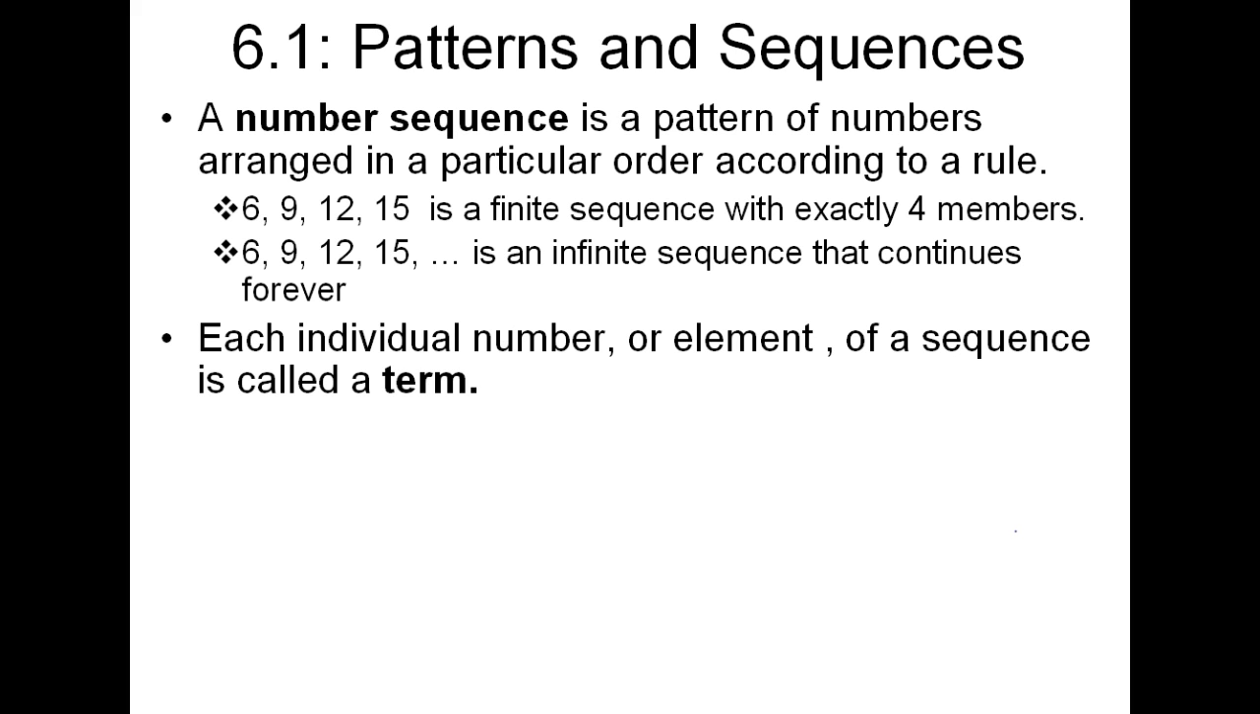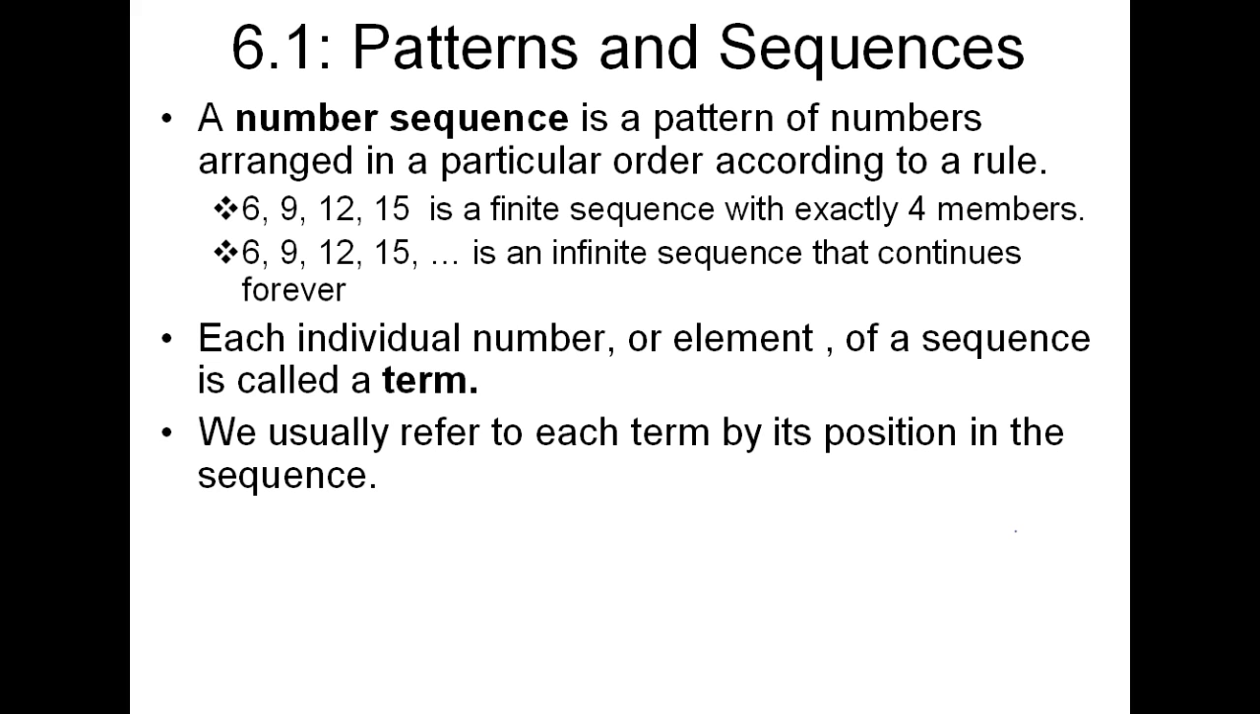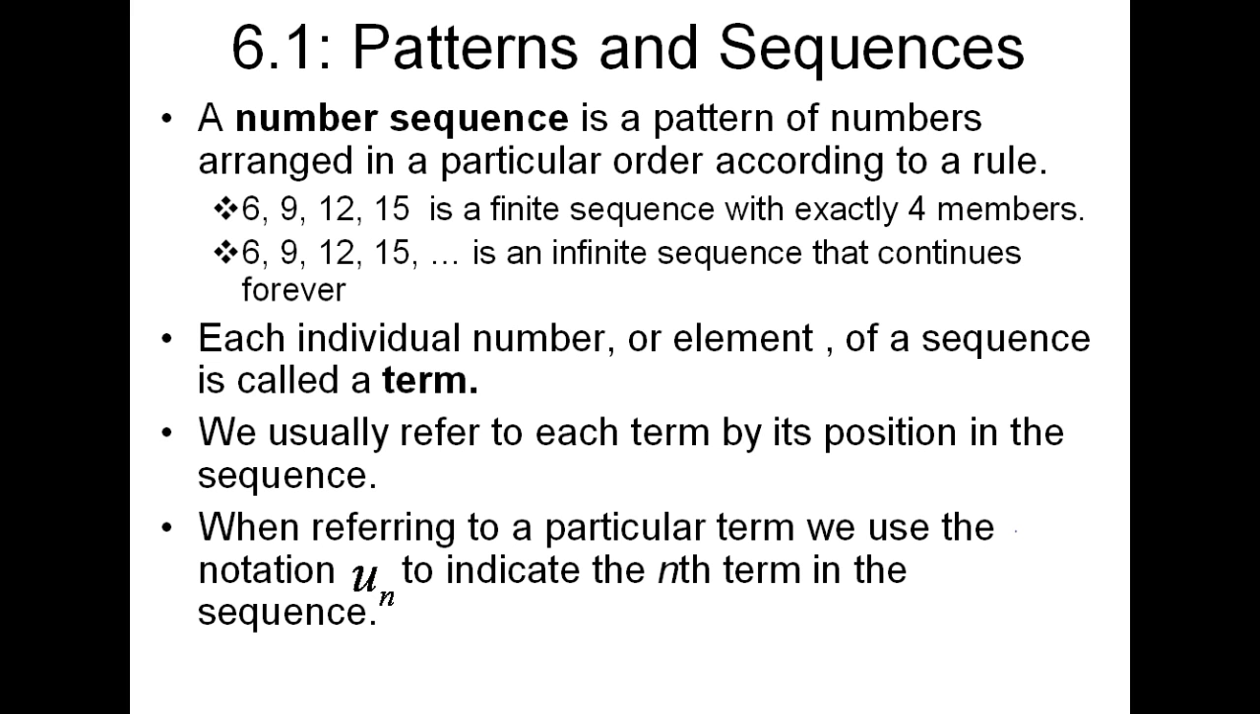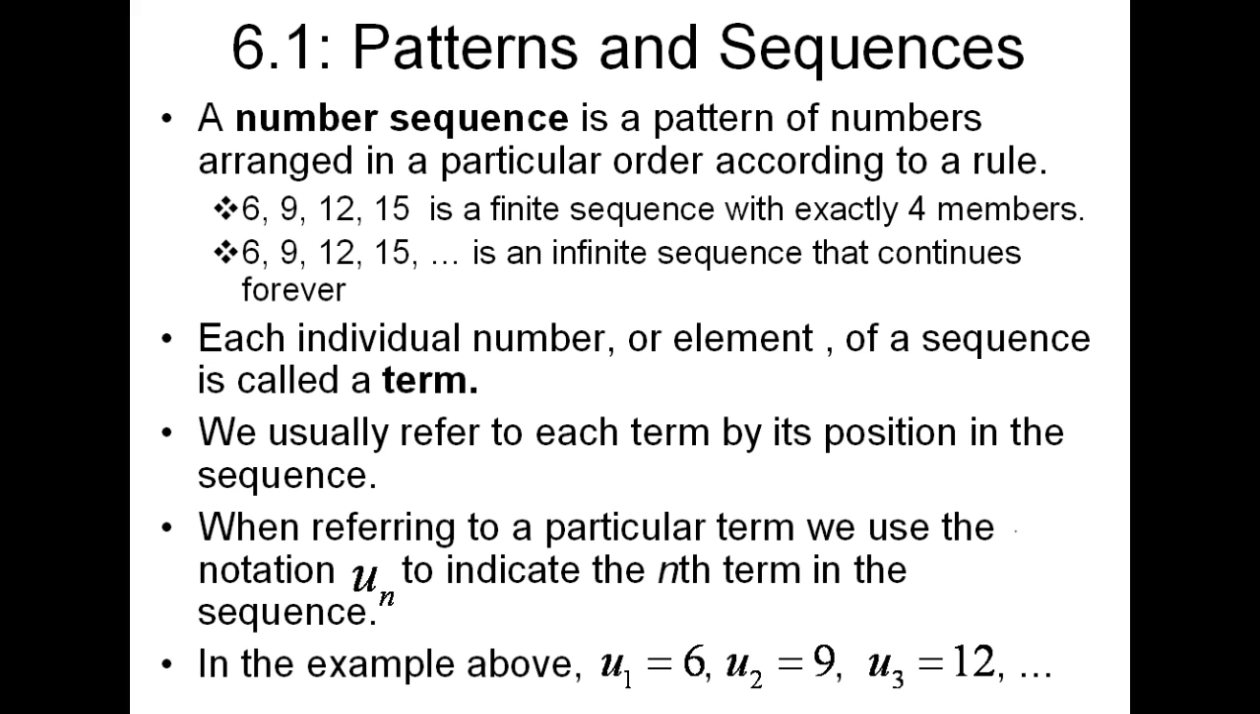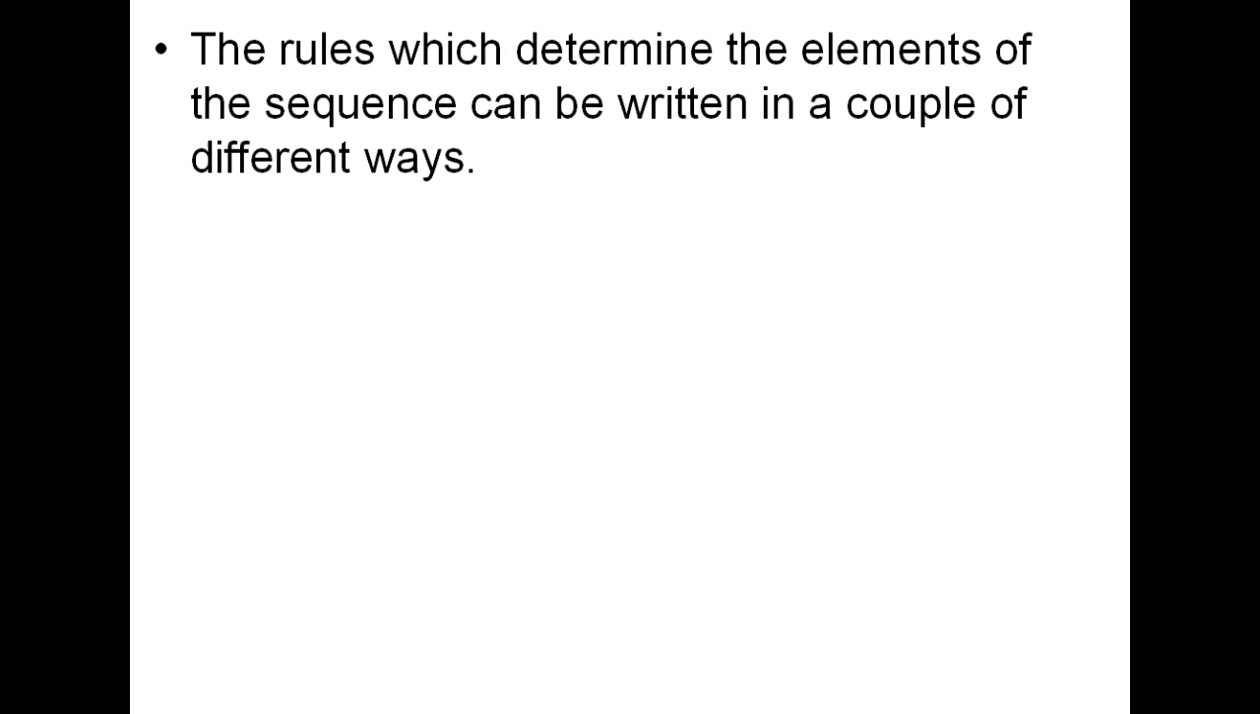Each individual member or number or element of the sequence is called a term. So I would say that the 6 is the first term of the sequence, the 9 is the second term of the sequence. We usually refer to each term by its position. When referring, we use U sub n. So if I want to say first term, I'll use U sub 1, which would be equal to 6. If I wanted to say the second term, I'd use U sub 2, which would be equal to 9. The third term is U sub 3 is equal to 12, and so on down the line.